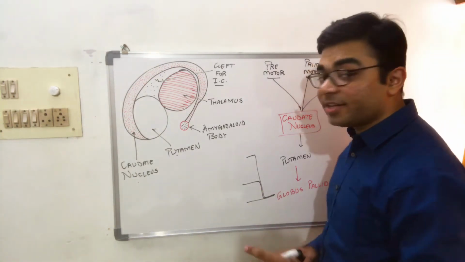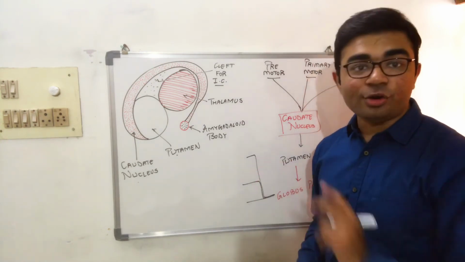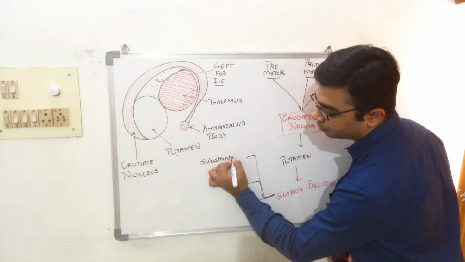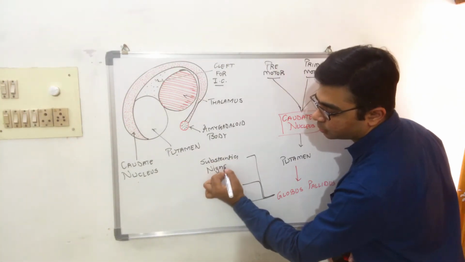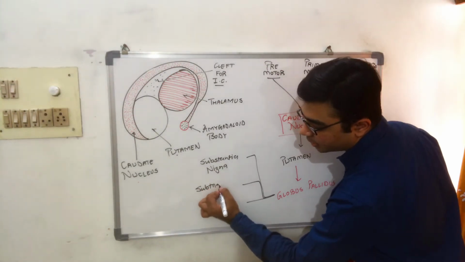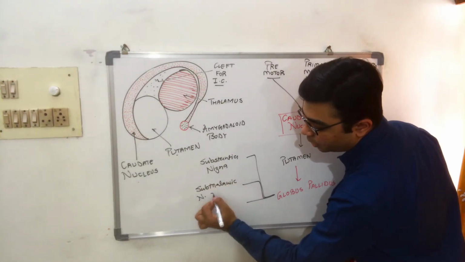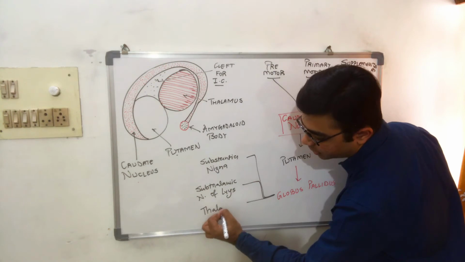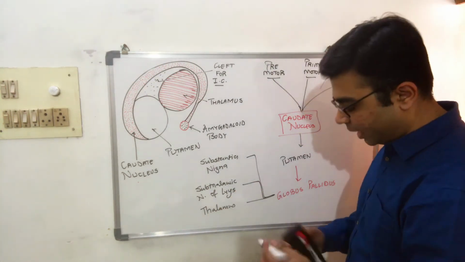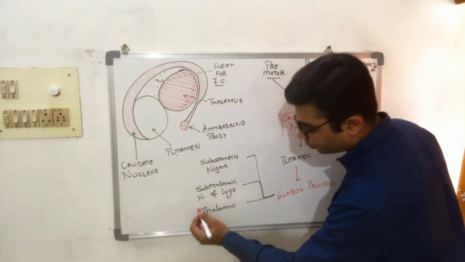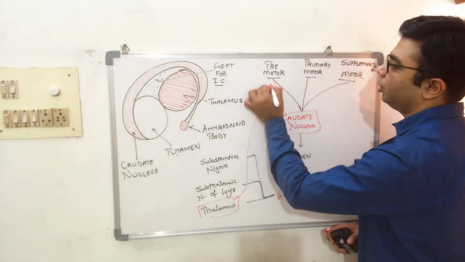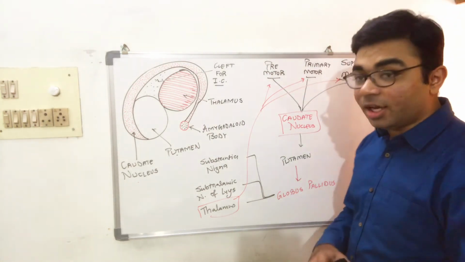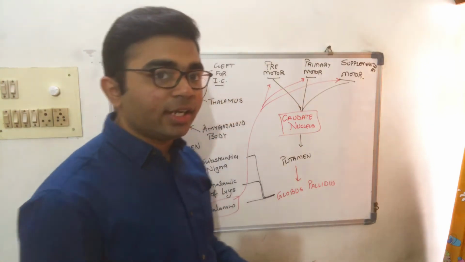Now these three different areas are actually components of the basal ganglia, that is the substantia nigra. Let me write it over here. That is substantia nigra, subthalamic nucleus of Luys, and the last one, that is the thalamus. That is the most important structure, because fibers from this thalamus are again going into the premotor area, primary motor area and the supplementary motor area. So this is one of the neuronal circuits which is present in our brain.